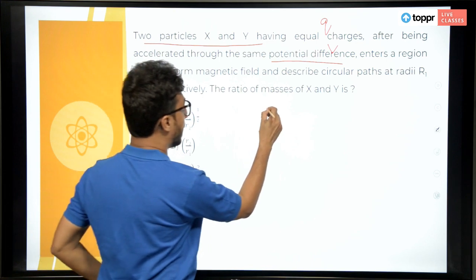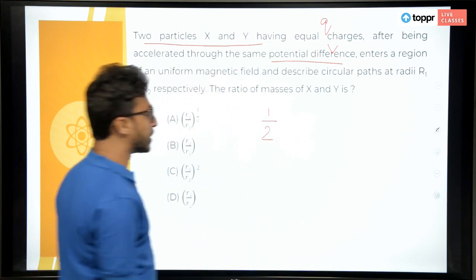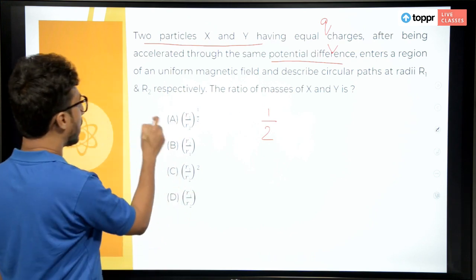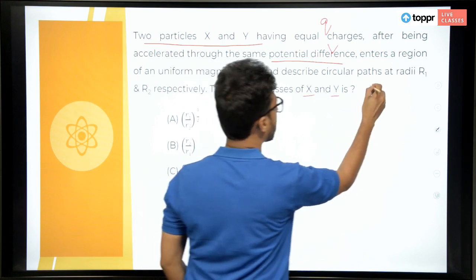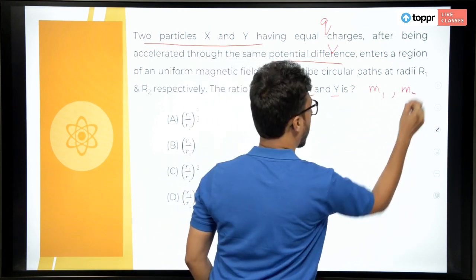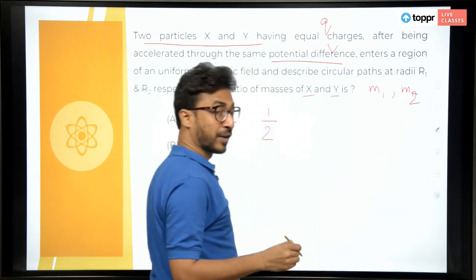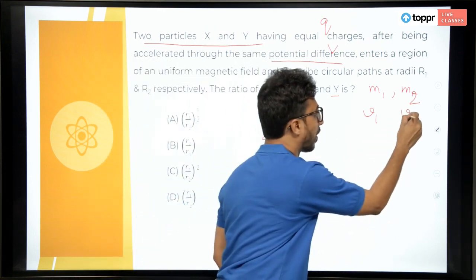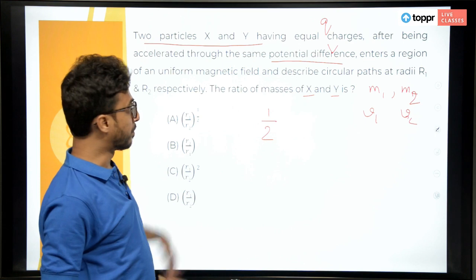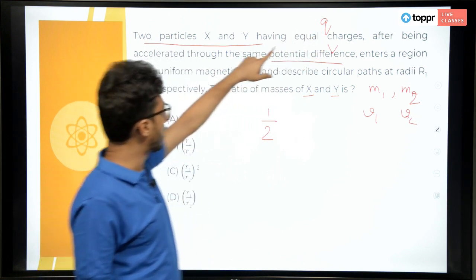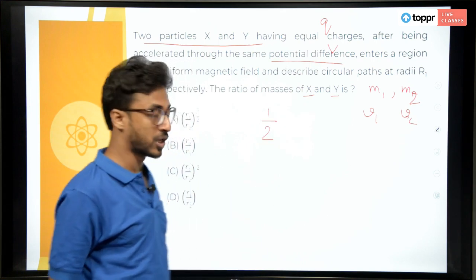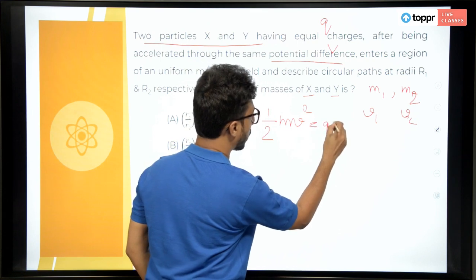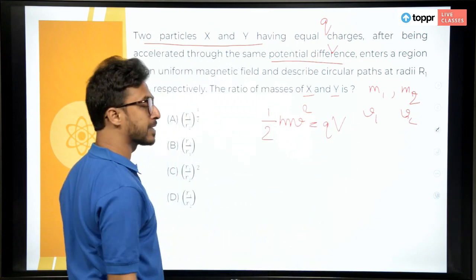So, we can say the kinetic energy of the two particles, let the mass of the two particles X and Y be m1 and m2 and the velocities v1, v2. The kinetic energy will be the same because they are accelerated through the same potential difference and have the same charge, because the kinetic energy formula is half mv square equals q into capital V, where V is the potential difference.